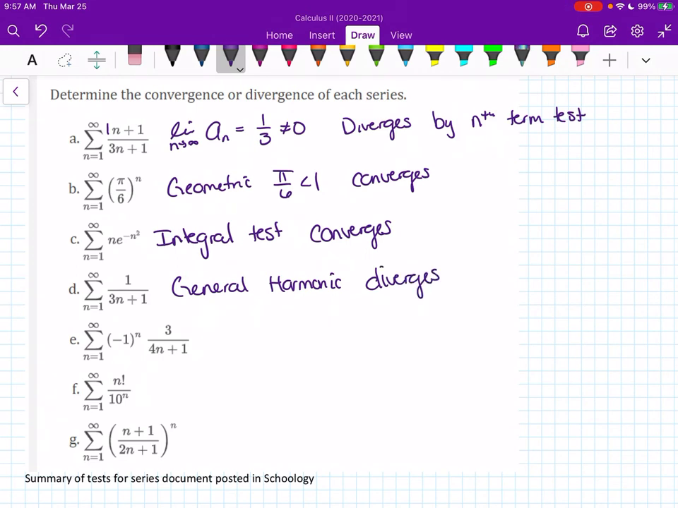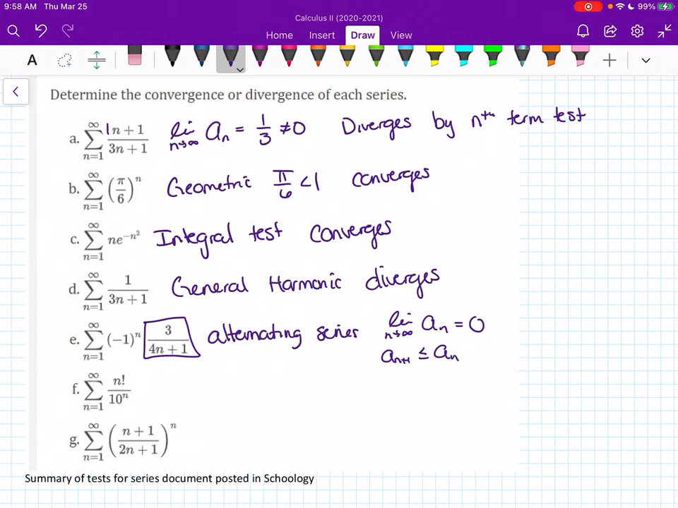For E, we have an alternating series, so I'm going to use the alternating series test. And remember, the two things for the alternating series is that the limit as n goes to infinity of a sub n, ignoring the alternating part, so that's just this piece. And if I look at that, I get 3/4. Oh no, I get 0. And then I also look at, is it decreasing? So a sub n plus 1 is less than or equal to a sub n. So therefore, this one is going to converge.